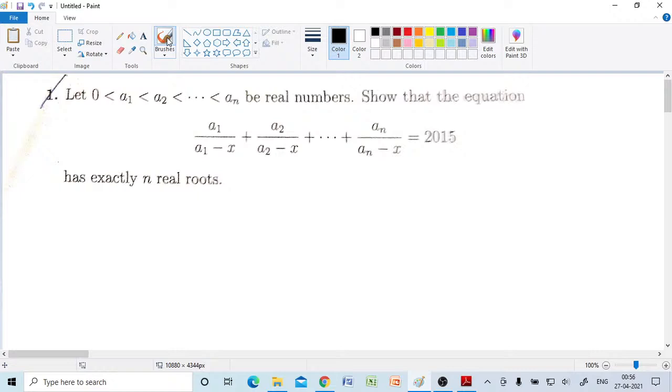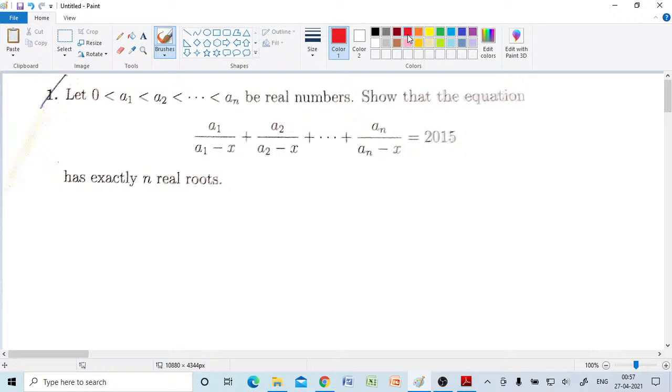So this question says, let me use the red color. Cool. So how to solve this question? Just give me a few seconds. Okay.